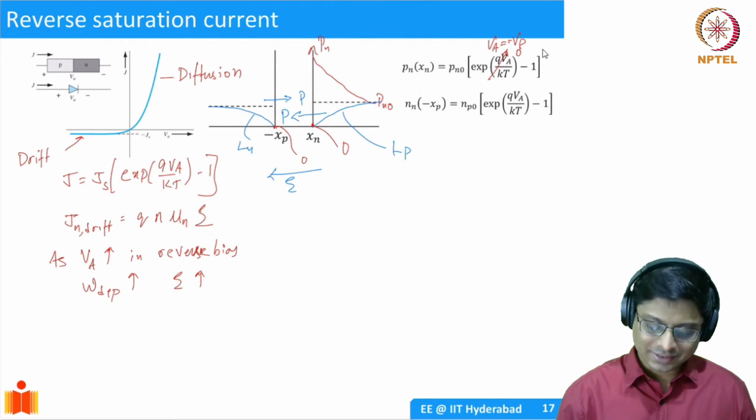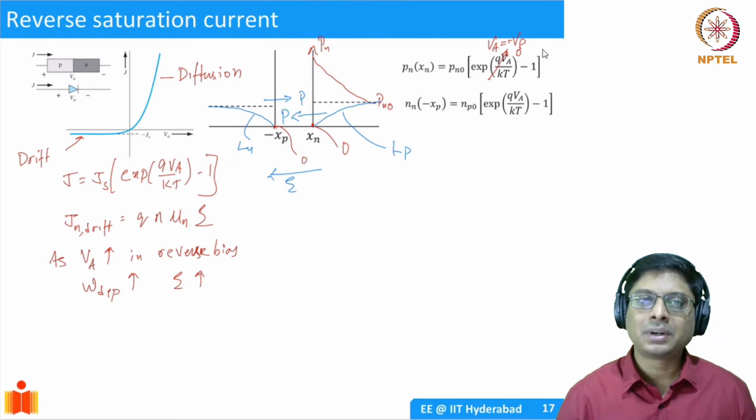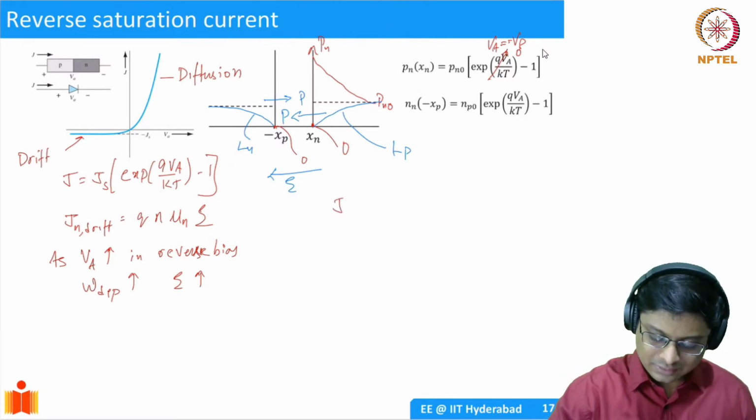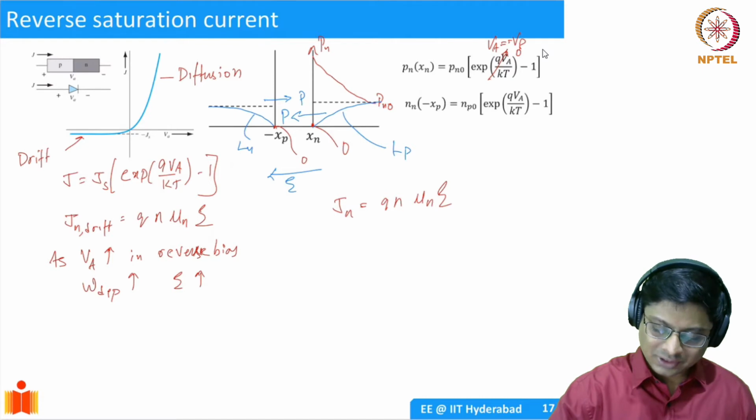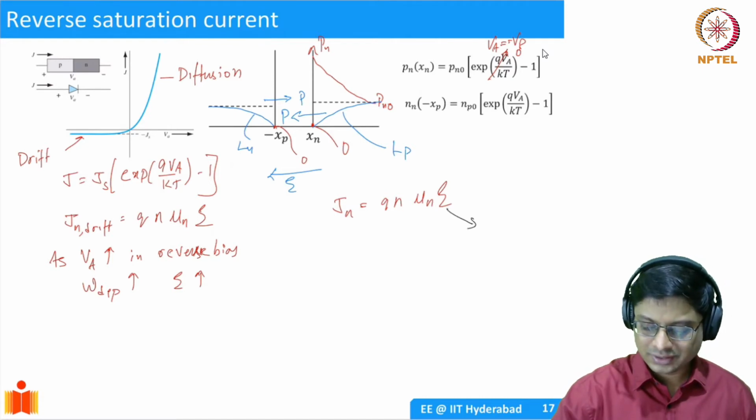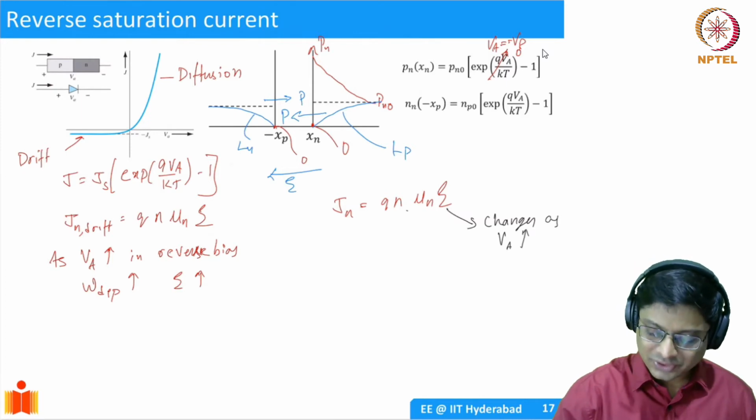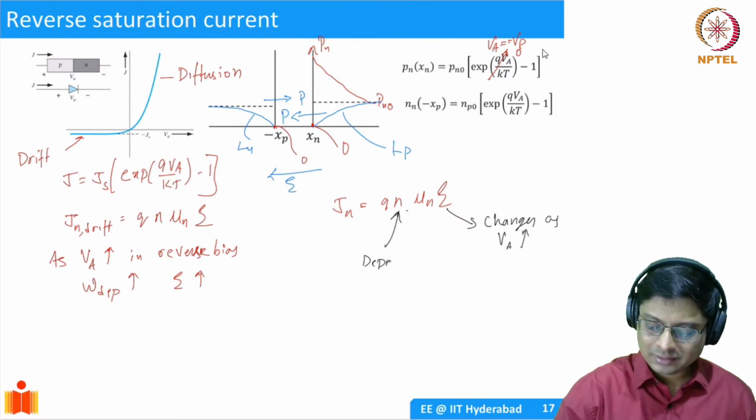Well, it does. In the reverse bias, the important thing is not really the electric field, but the number of carriers. I have deliberately not emphasized this. So Jn is going to be q n mu n times the electric field. I talked about this. I said that this is going to change as V applied increases in the reverse bias. But what happens to this other term? This is dependent on material properties.